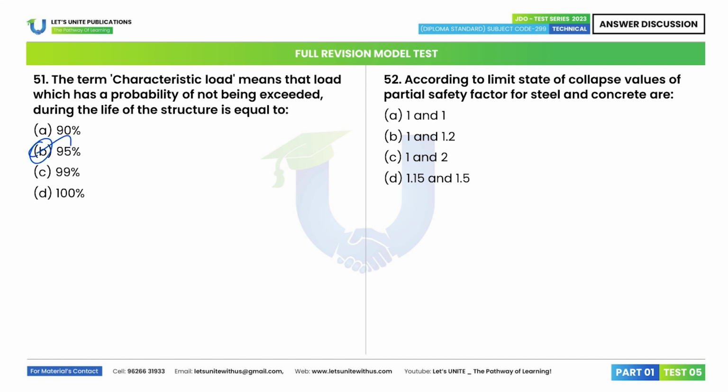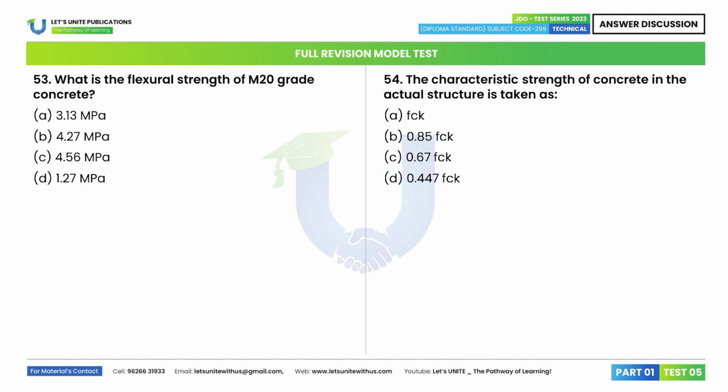Option B. Next 52nd question. According to limit state of collapse, values of partial safety factor for steel and concrete pathina 1.15 and 1.5. Option D is correct answer. Next 53rd question. What is the flexural strength of M20 grade concrete? Flexural strength pathina 3.13 MPa. Option B. 54th question. Characteristic strength of concrete in the actual structure is taken as 0.67 fck.